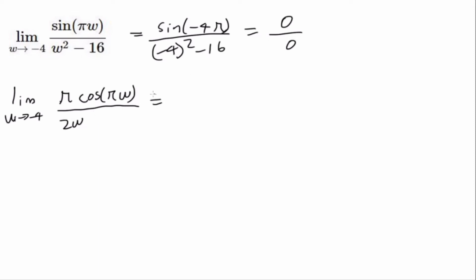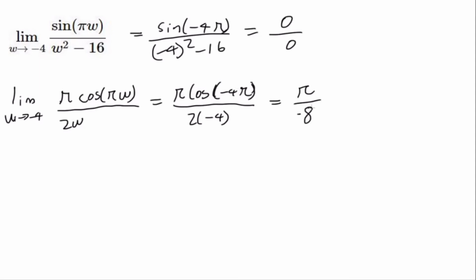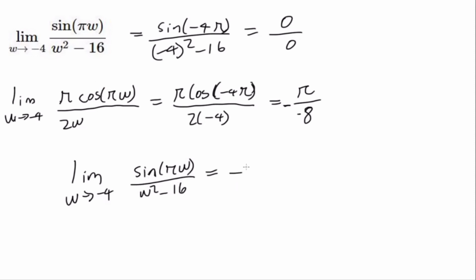And now we apply our limit, so we have pi cos of minus 4 pi, with brackets there, all over 2 times minus 4, and cos of minus 4 pi is just 1, so we get 1 times pi gives you pi over 2 times minus 4, which is minus 8, so I'm going to put 8 here and then the minus up here. So our answer to the limit of omega towards minus 4 of sine pi omega over omega squared minus 16 is equal to this, but is also equal to minus pi over 8, and that is your answer. Well done if you got that right.